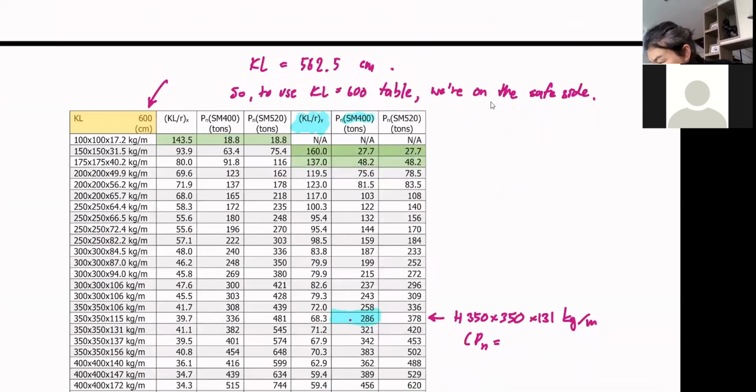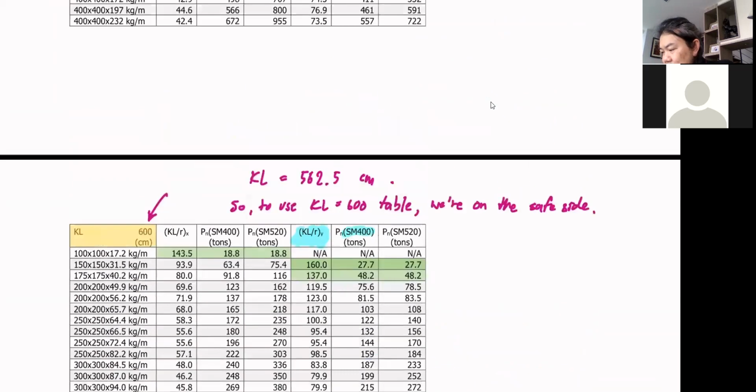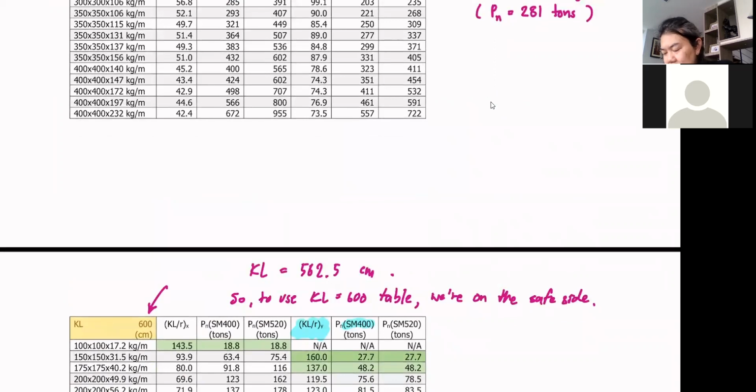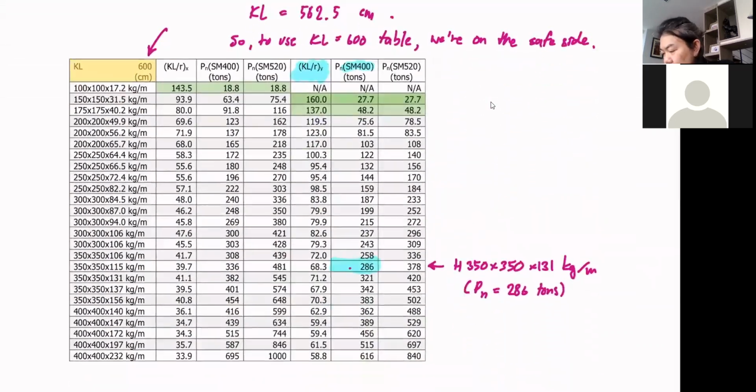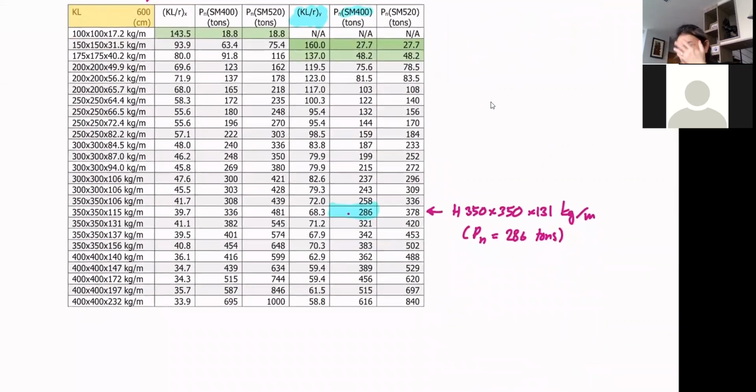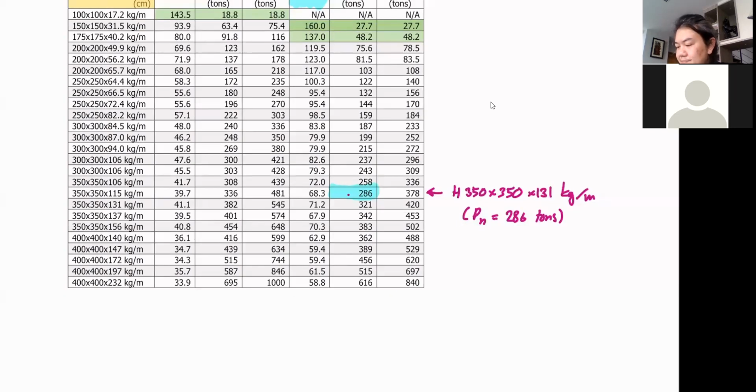And P nominal here is 286. You should also see that. No, you shouldn't see it. You can't see it until you calculate it because it's two different tables. Okay. So from here, now we have a bigger section from the y-axis. So we are going to try that.